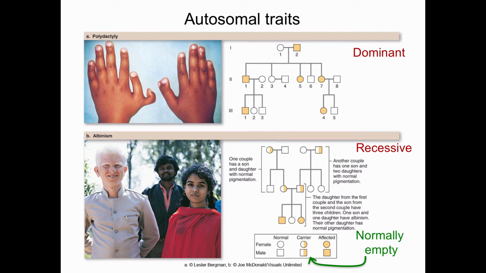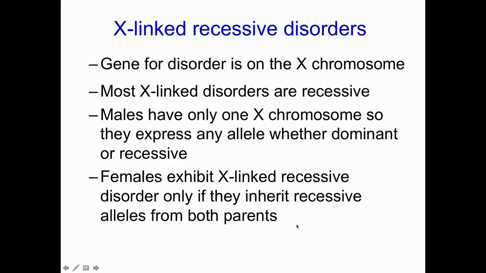And again, how we can guess that is because that's where these carriers come in, right? We wouldn't have known. If you just saw these two people, you don't know that they carry albinism. You don't know until they have children with it. And so when it shows up, then you start working backwards. And that's how pedigrees work. You start with what you know, and then you work backwards to fill in the rest.